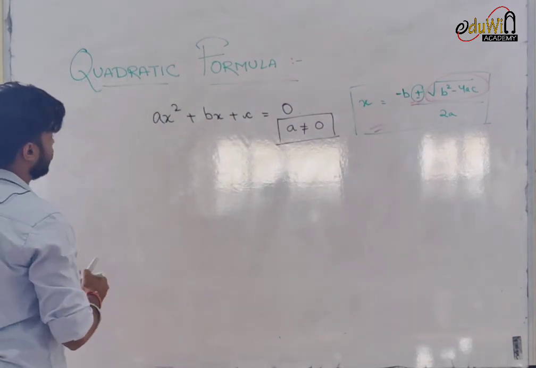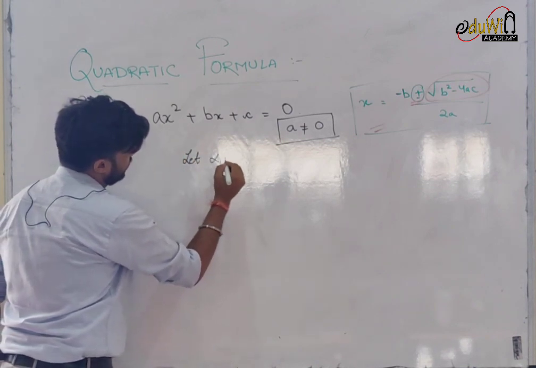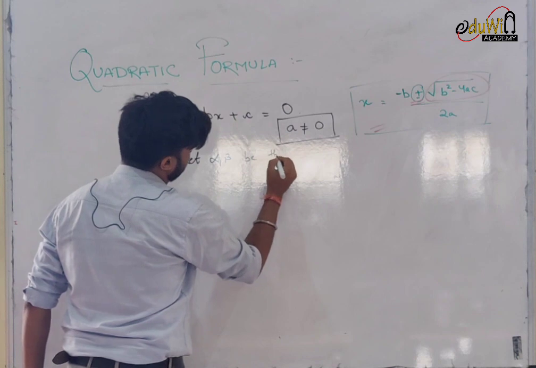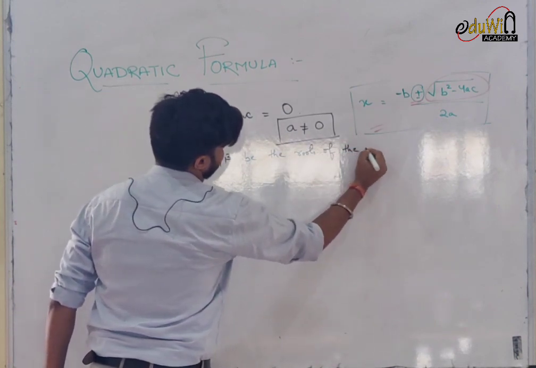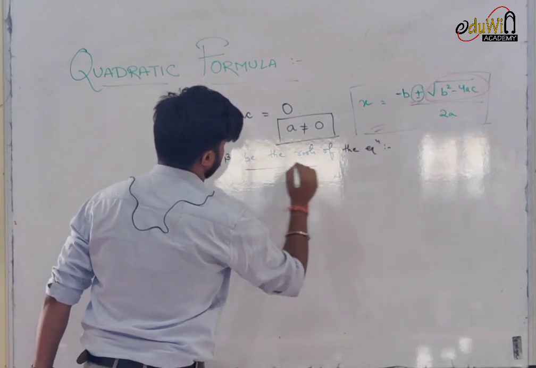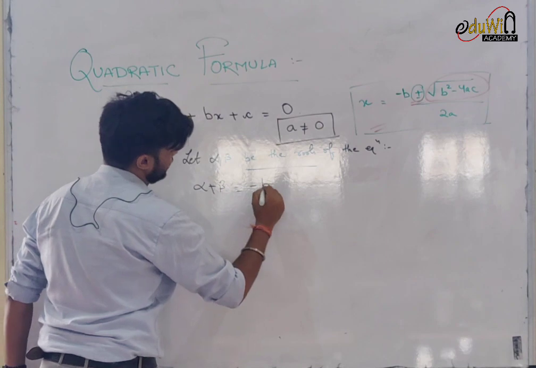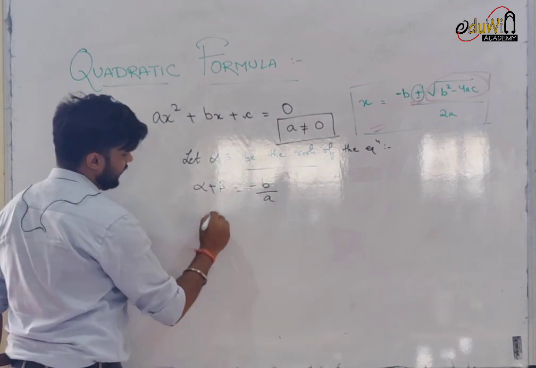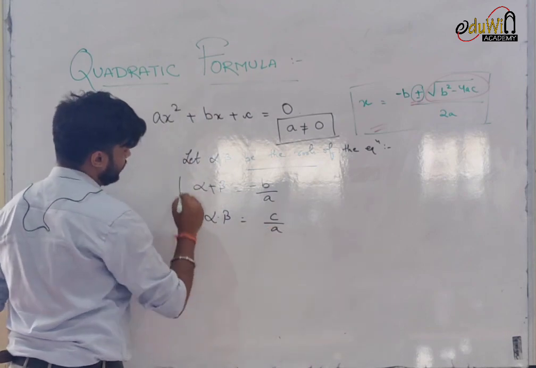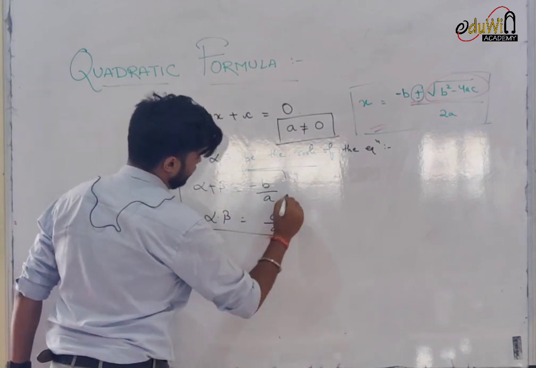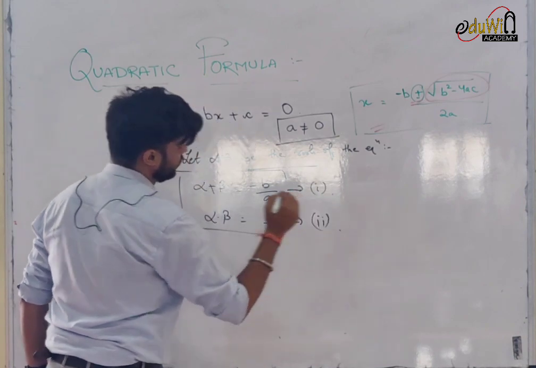Let alpha, beta be the roots of this equation, and we all know that alpha plus beta equals minus b by a, which is the sum of roots, and alpha dot beta equals c by a, which is the product of roots. We have these two. This is equation 1 and this is equation 2.